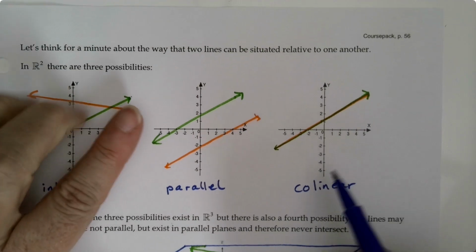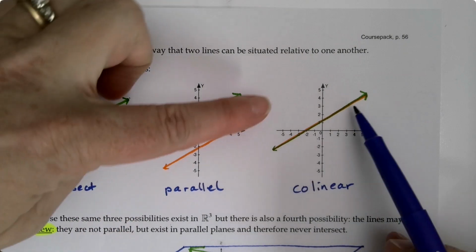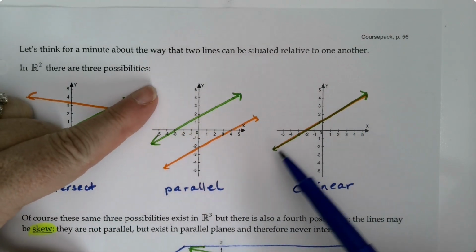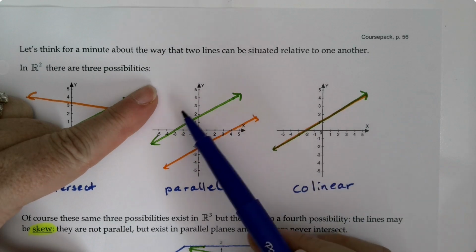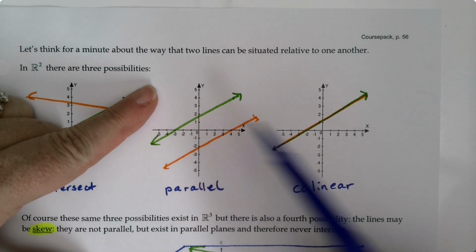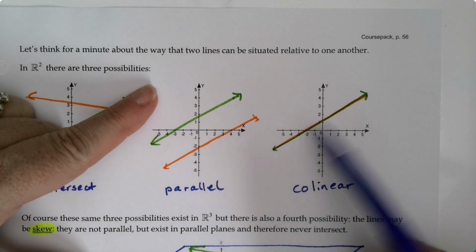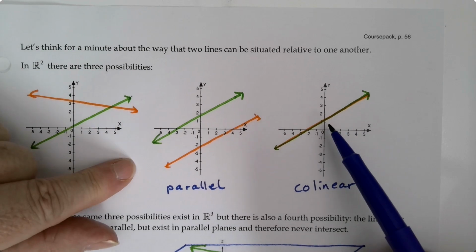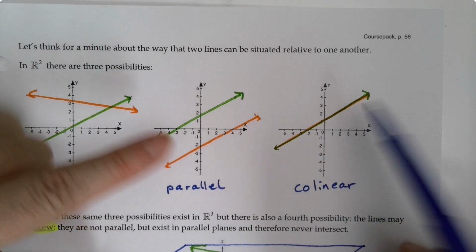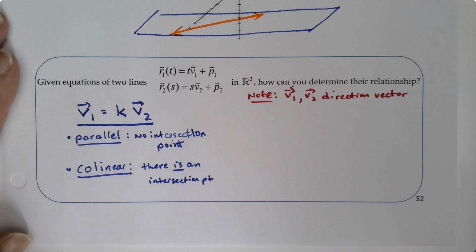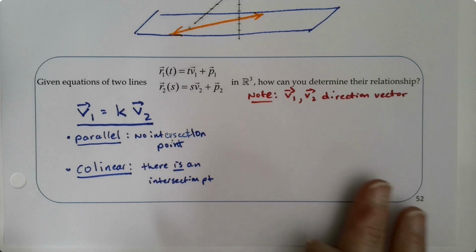Okay, so if you look, these 2 have the same direction. So it's possible they're parallel, or it's possible they're colinear. This one would never have an intersection point. This one would have lots of intersection points, right? So if you find one, you know there's more. So those are the 2 options if they are moving in the same direction, if they have the same direction vector, more or less. All right, what if they don't?